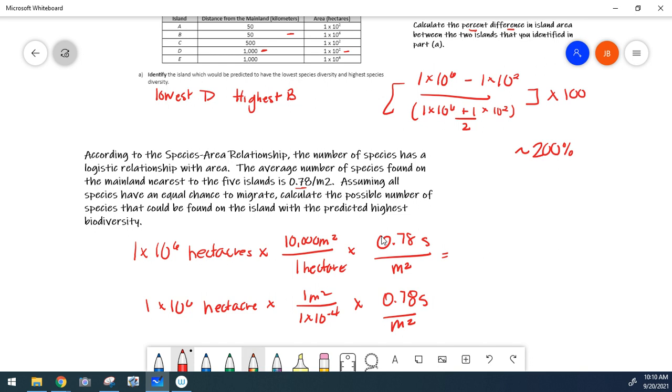So when you go through and cancel, hectare is going to cancel, and meter squared, and you would end up with your number of species, and you get 7.8 times 10 to the 8th species, no matter which way you do it. I think you should get the same answer.